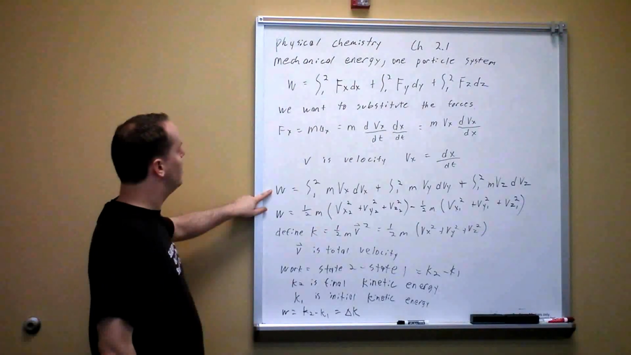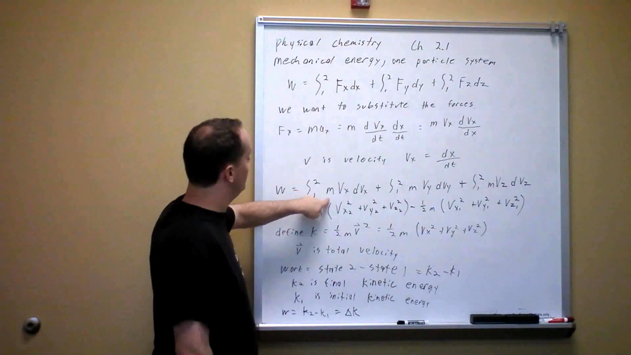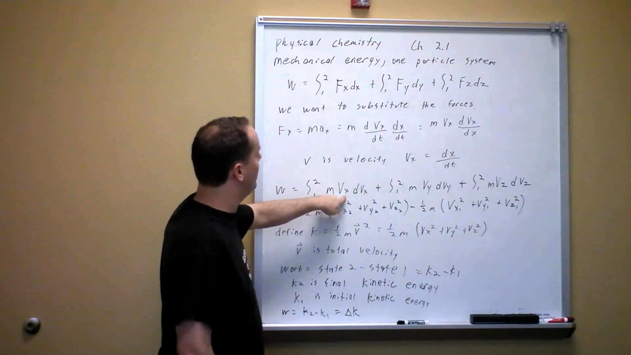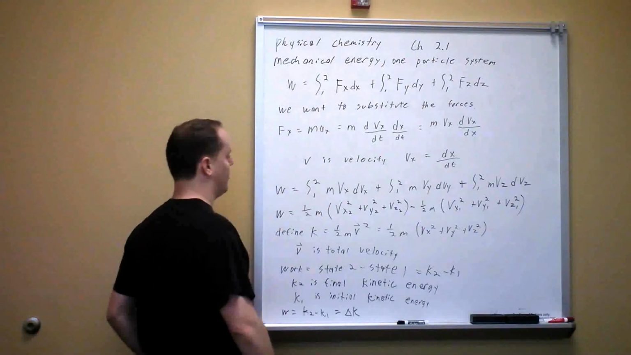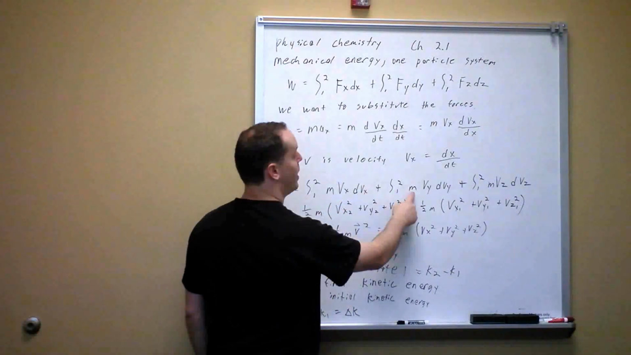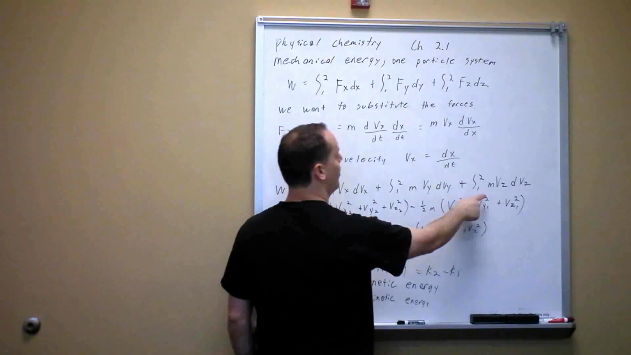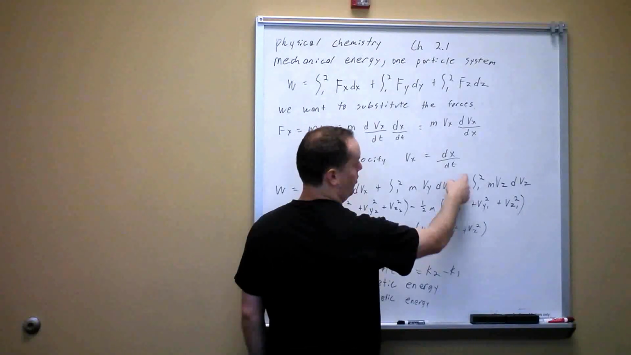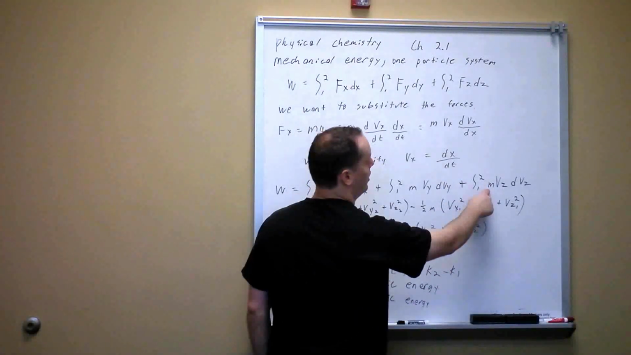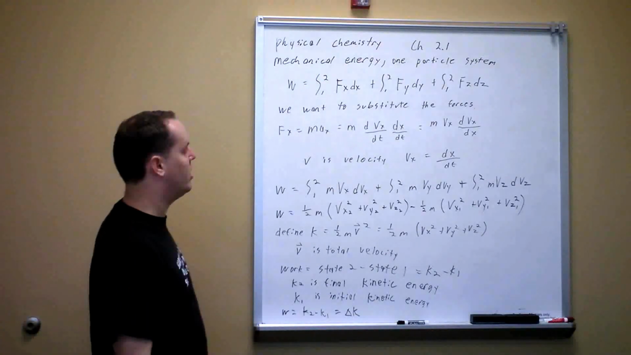So using that, we have a formula for work, still the integral from state 1 to state 2 of mass times the velocity in x times the differential of velocity in x. Likewise, the integral from state 1 to state 2 of mass times the velocity in y times the differential of the velocity in y, plus the integral from state 1 to state 2 of mass times the velocity in z as it changes with z.